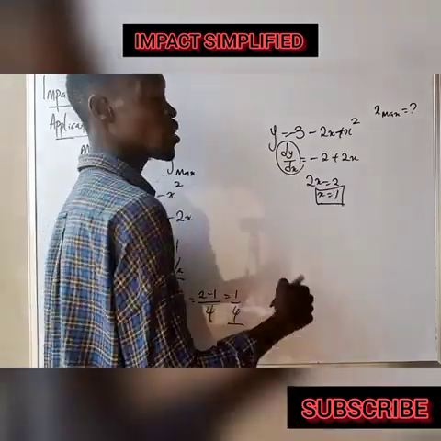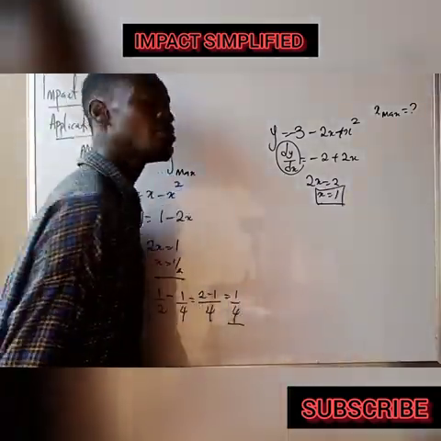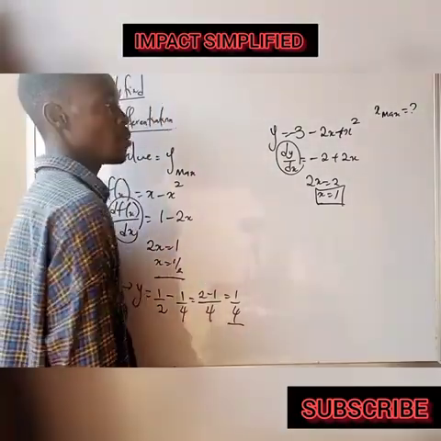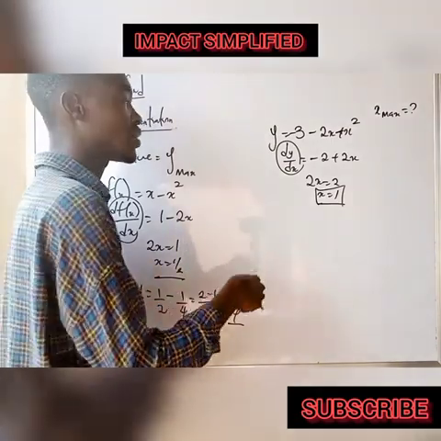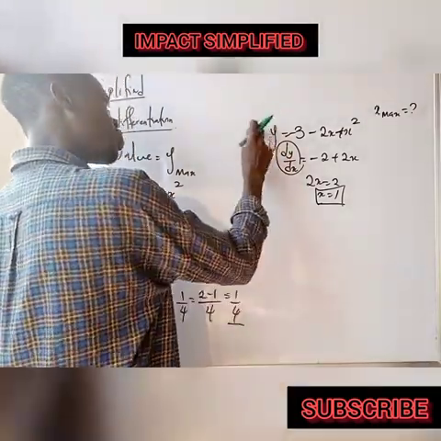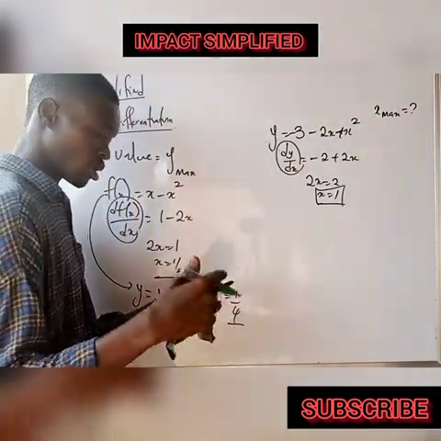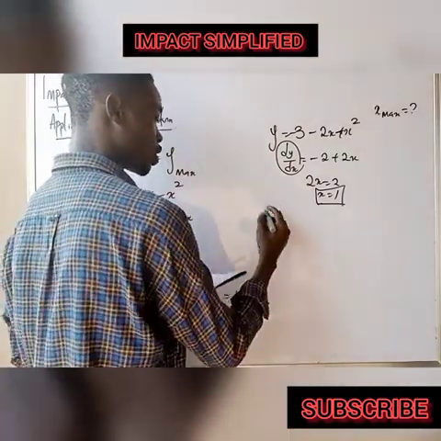And they said at what value of x? That means the maximum value of x is 1. But whereas, if they are asking us to get the maximum value itself, that is the maximum value of y, it will be in the nature of what? Of y.